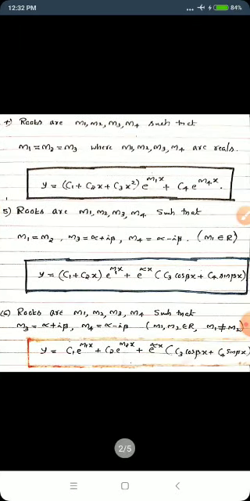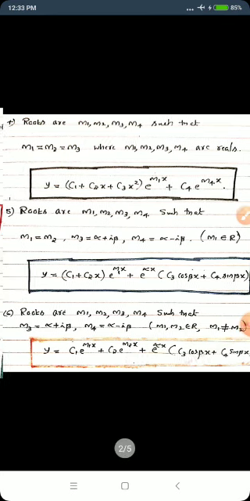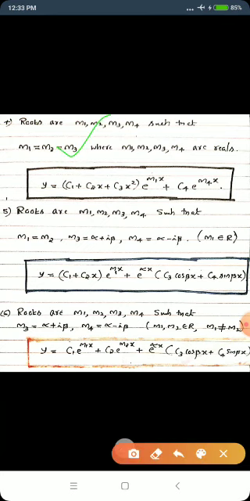Fourth case, when the roots are m1, m2, m3, m4, all real, in which m1, m2, m3 are equal and m4 is a different one. In that case, the solution y is c1 plus c2x plus c3x square, times e raised to m1x, where m1, m2, m3 are equal, plus c4 e raised to m4x because m4 is different.